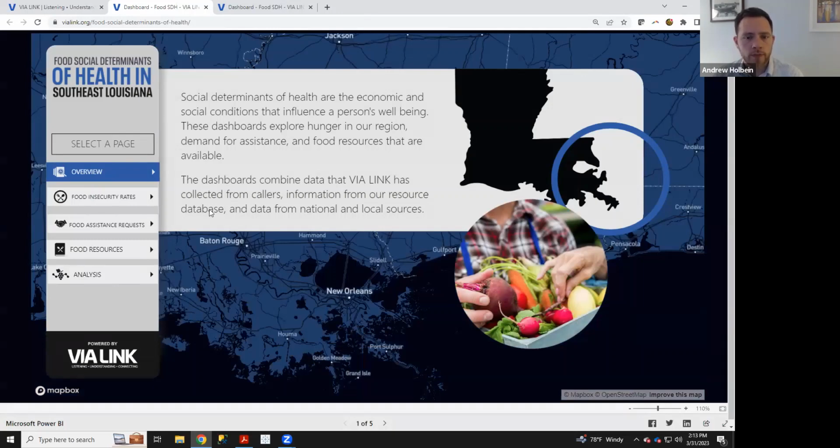These dashboards combine the two types of data that I talked about that VLink collects: the data from our contact center about needs of people, and information from our resource database to see resource availability. They also incorporate a third type of data, which is external data. That external data is on this page, and it's data from places like the census, Feeding America, DCFS for SNAP usage rates. This is the page that includes data of needs from our contact center. This is the page that shows data from our resource database. And then this page has analysis, and there's additional analysis sprinkled throughout the other pages.